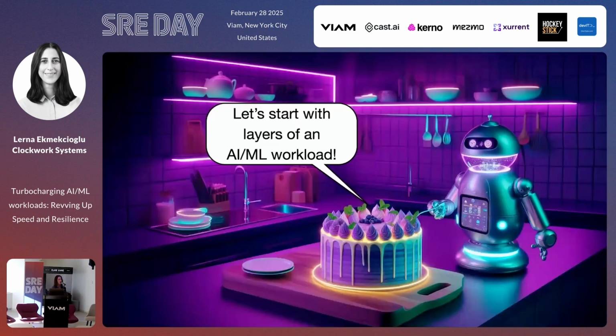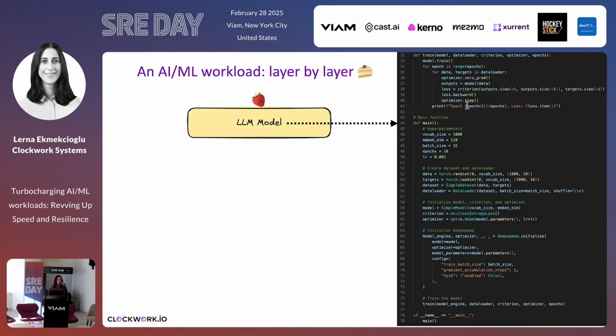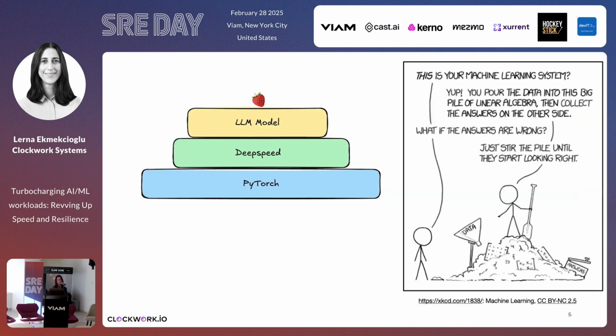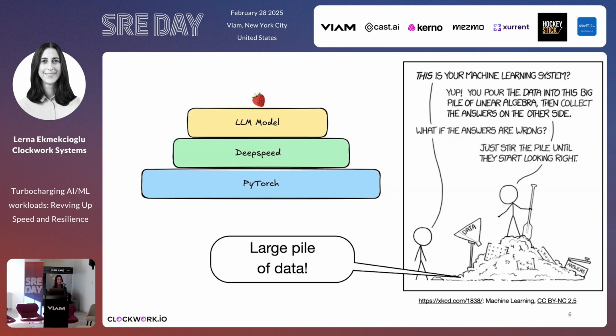So first, I want to start with the different layers of an AI/ML workload, just like a cake. I like cakes. So on top layer, we have the workload itself. In this case, I'm using an LLM model, and it is built upon frameworks and libraries such as DeepSpeed for optimization and PyTorch for deep learning. Typically, to train these models correctly, we need large amounts of data. And in order to speed up the training, we typically need to break up this data into mini batches so that each GPU works on part of this data and it creates its own partial results.